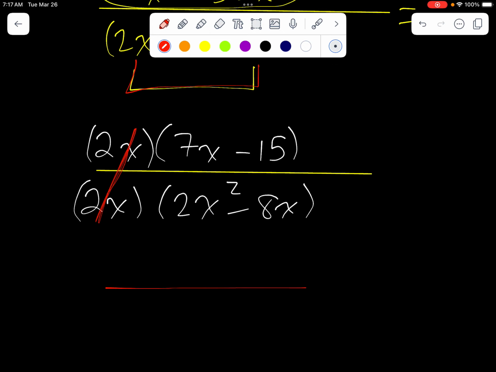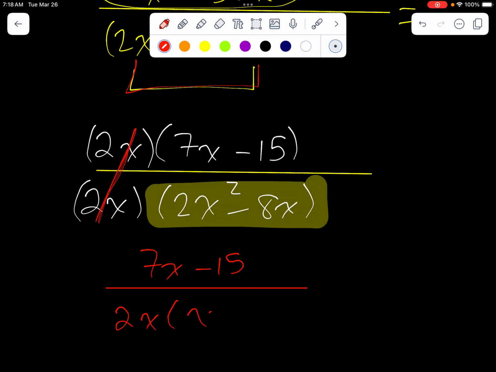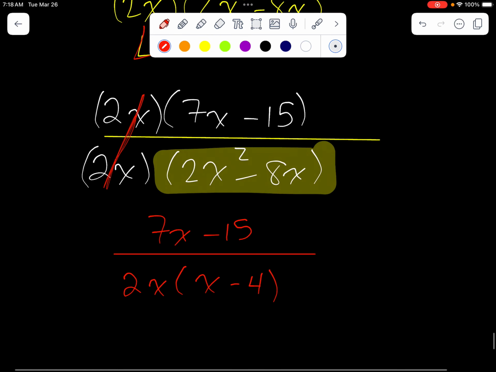Now let's see what we have. Let's keep going. We have 7x minus 15 on top. And then if I look at the bottom right here, I can actually factor out a 2x. The biggest number that goes into 2 and 8 is 2. I can factor out an x. That leaves me with x minus 4. And this is going to be my answer here.